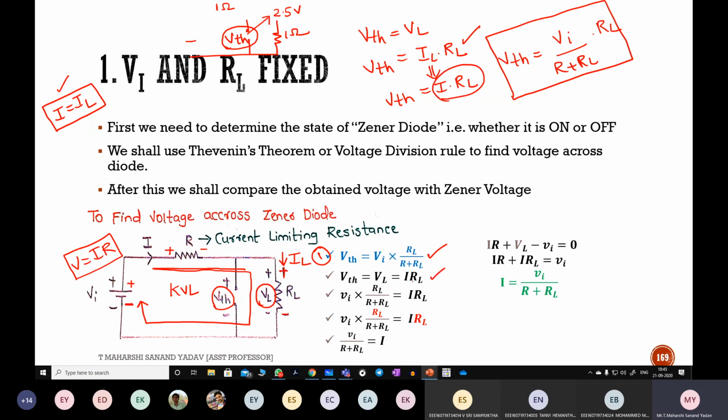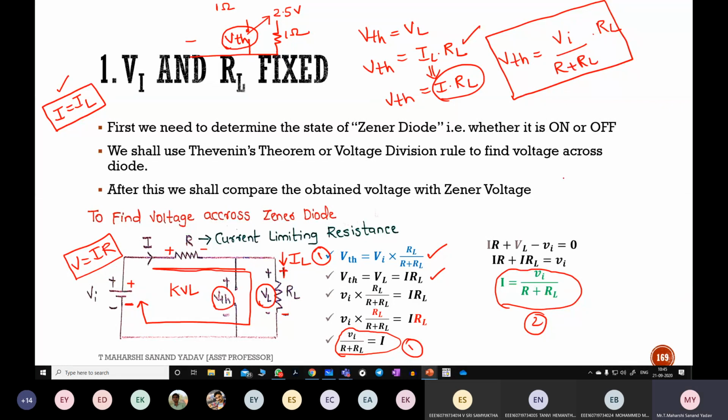So here, this point. Once you solve this, I'll get current I as VI by R plus RL. So both are the same. Better you try to follow any one of the methods, one or two. No more doubts, right? Or else do you want me to explain once again?